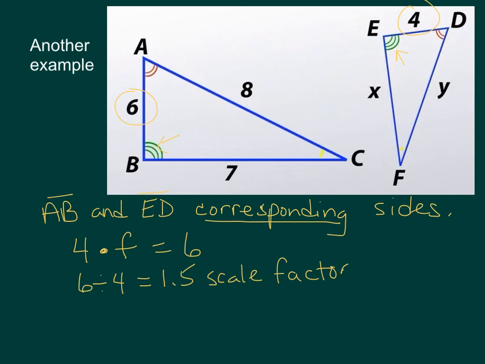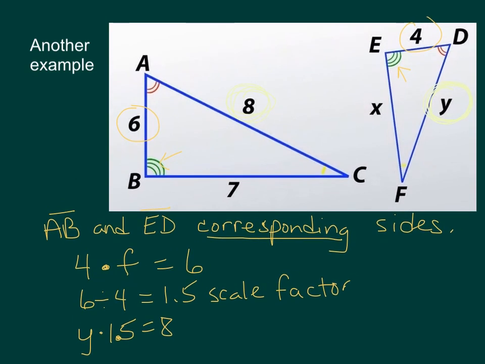So that means y in this triangle over here is going to match up with the 8. So y times 1.5 is 8. You could guess and check that, or you could divide 8 divided by 1.5. When you do 8 divided by 1.5, it's not very nice. So I'm going to try and do it with fractions instead.